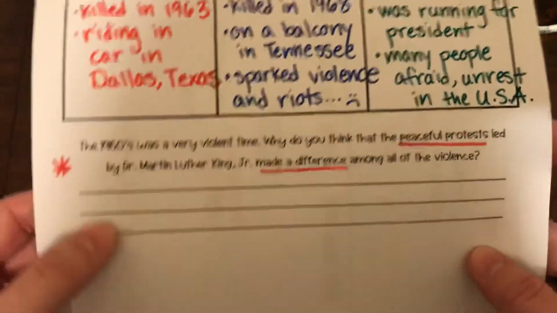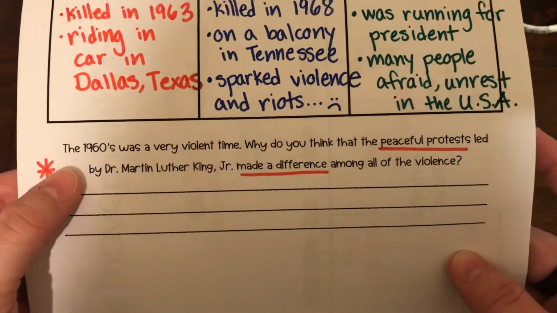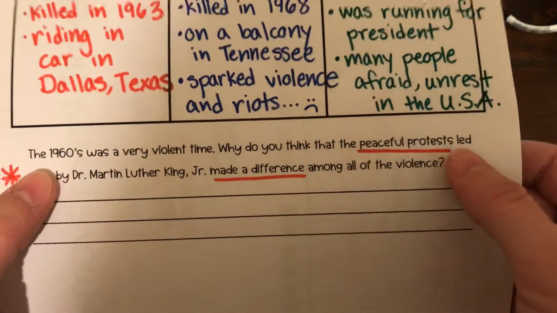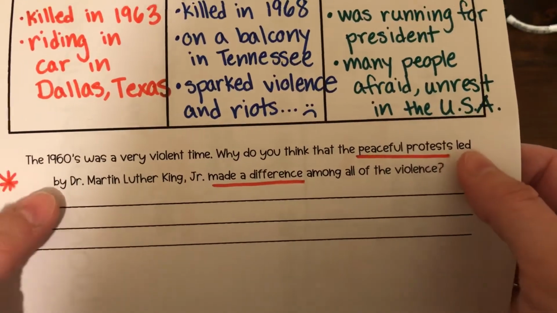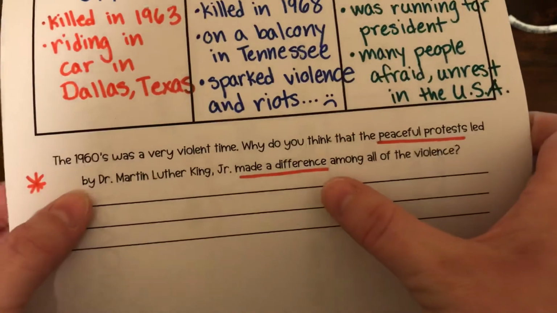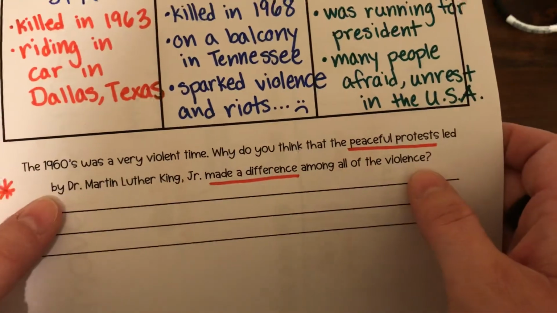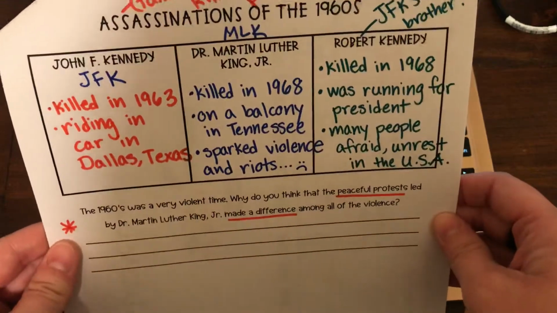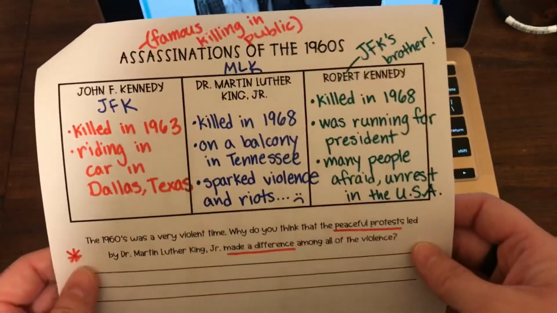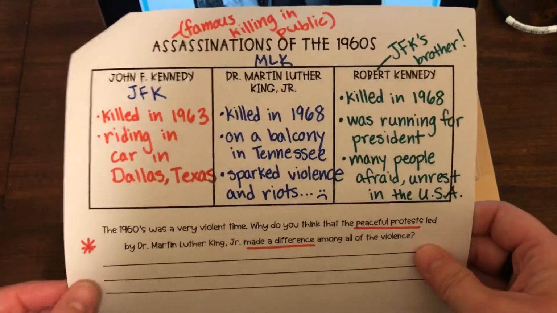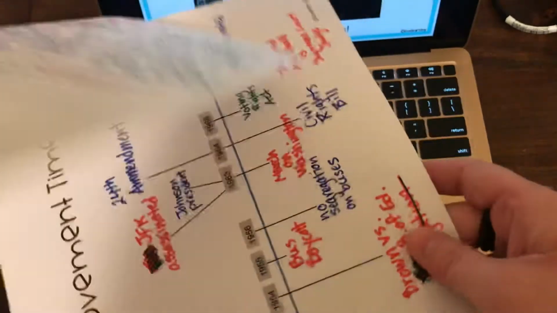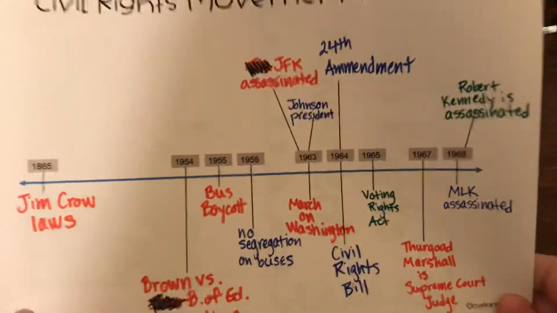So to end our notes on this, and I'll go to our timeline after that and we'll finish up: the 1960s was a very violent time, but do you think that peaceful protests, why were they led by Dr. Martin Luther King? Why do you think they made a difference among all of the violence? Something to think about and remember. The peaceful protests were the most effective. The bus boycott, it became illegal to segregate in 1 year or less. The boycotting of the farm workers from Cesar Chavez, that was huge. It wasn't violence that sparked change, but non-violence.